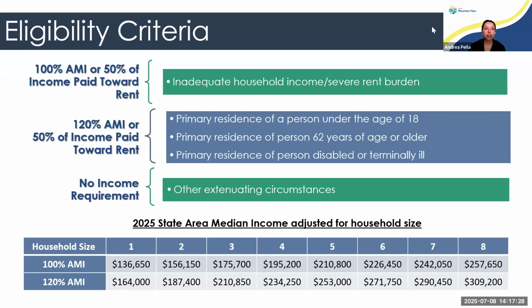In this second category here, we see it's based on the residents of the household. So if there is a person under the age of 18, over the age of 62, or someone who is disabled or terminally ill, there's a different category of income that may make them eligible, or there may be other extenuating circumstances that would make them eligible to file that petition.